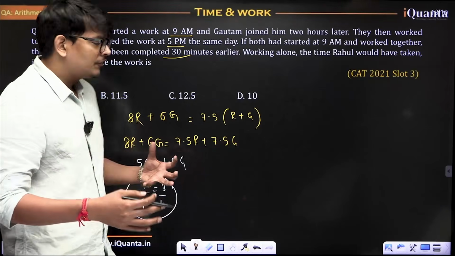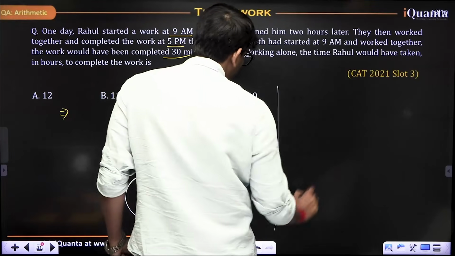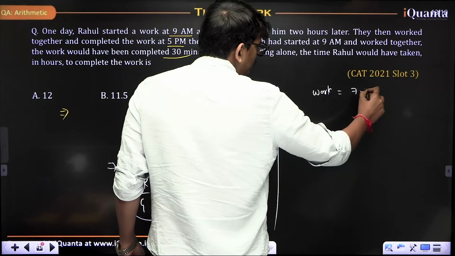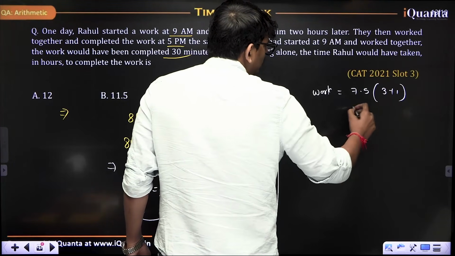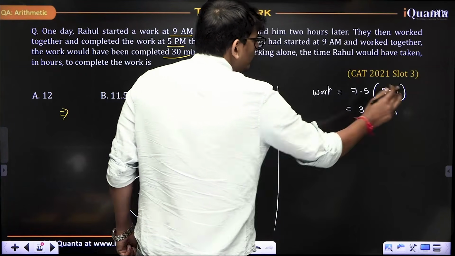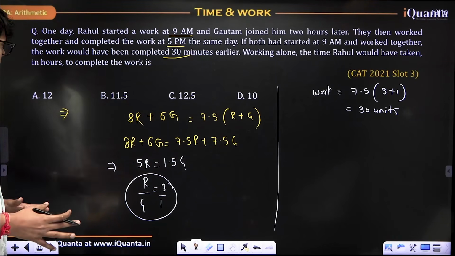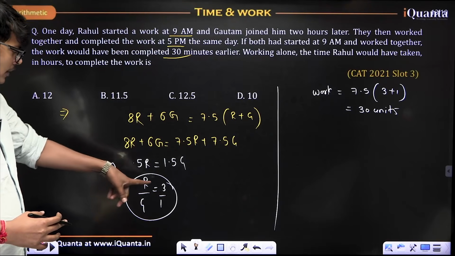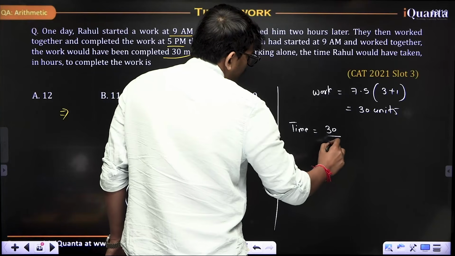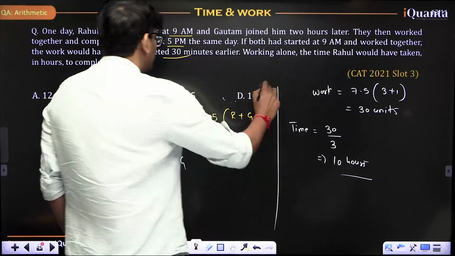That means efficiency of Rahul is 3 units. So Gautam's is 1 unit. Now what is total work? Work will be, you can put it here also, 7.5 into 3 plus 1, that is 30 units. So total work you got to know, that is 30 units. Now working alone, the time Rahul would have taken in hours to complete the work. So Rahul's efficiency is 3. So time taken will be, guys, 30 by 3, that is 10 hours. Option number D.